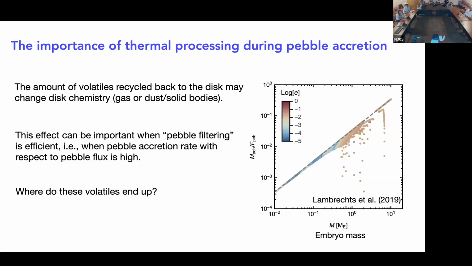It really depends on whether the pebble filtering is efficient. So basically, the fraction of the pebble accretion rate versus the total pebble flux gives you how much pebble is processed by the planet. And this fraction can also tell you how much the volatile can be enriched in the disk. If you have very massive planets, like a few Earth masses, it can actually generate an enrichment of about 10% or even higher back to the disk. So I'm wondering if this can also matter from the observational perspective.